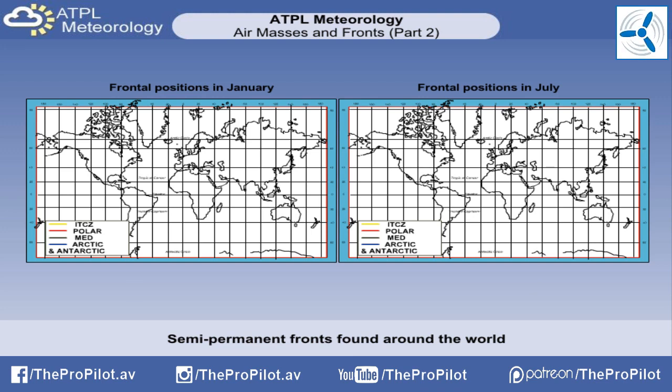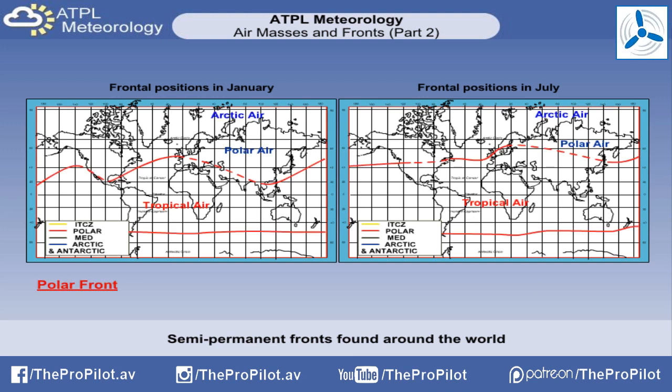Climatologically, there are three main frontal zones. The first is the polar front, which is the boundary between warm tropical air and cooler polar air. This is the zone along which most mid-latitude depressions form, lying approximately between 35 and 65 degrees north and at around 50 degrees south. Secondly, there is the Arctic front.